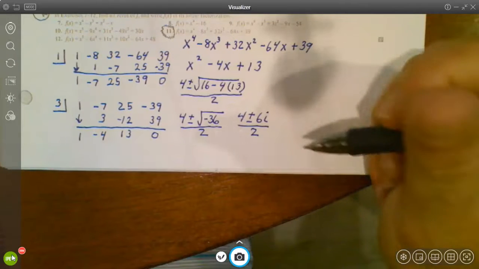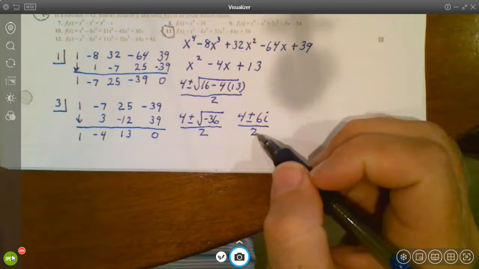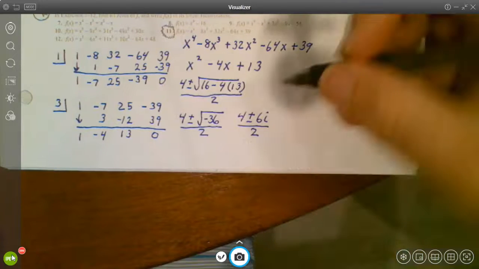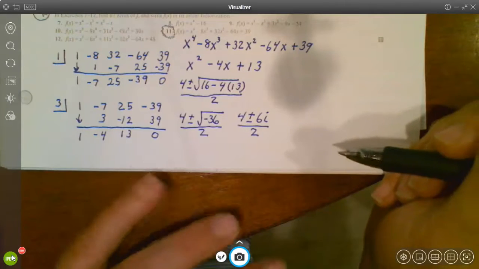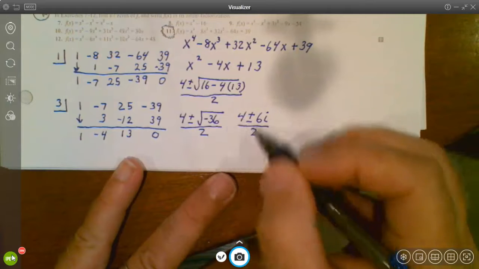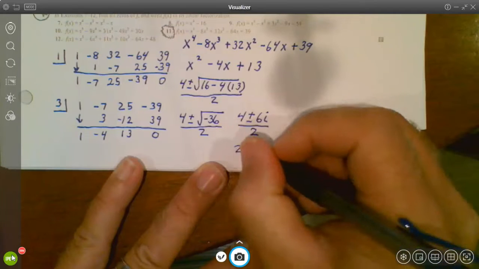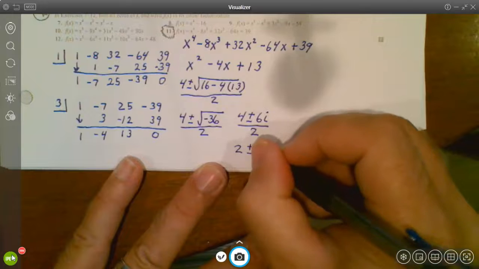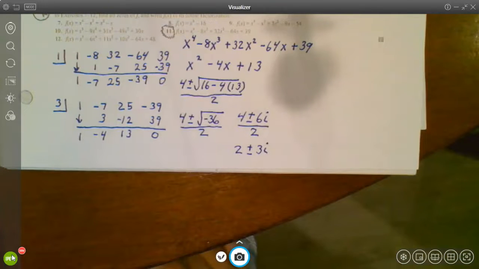Always simplify if possible. And remember, this is only possible if this number goes into both. So never, never, never do one of these without doing both of them. Right? Not the way we're supposed to simplify here. So because it goes into both, I know it goes into 4 twice. I know it goes into 6 3 times. All right, so those are my remaining zeros.